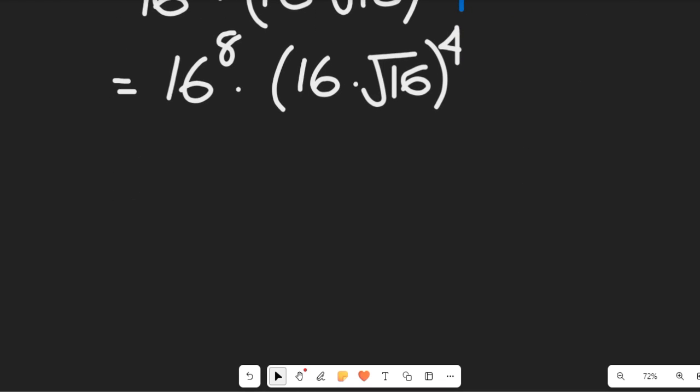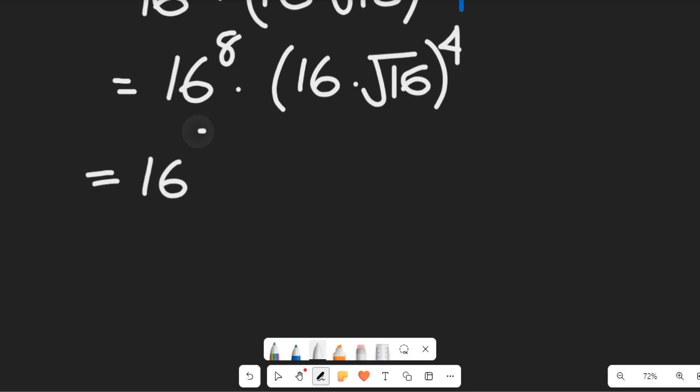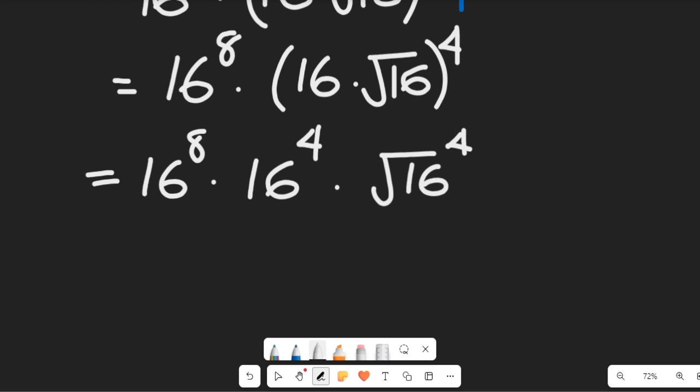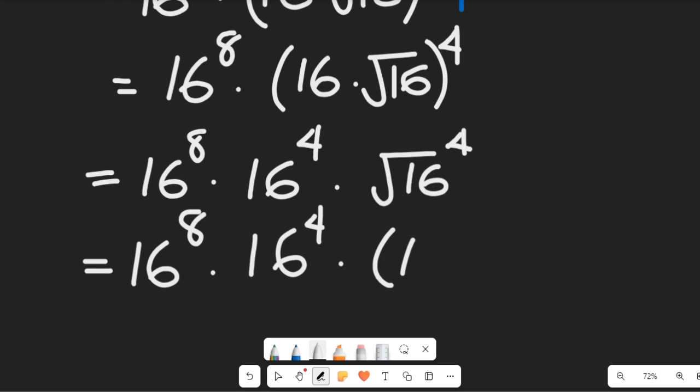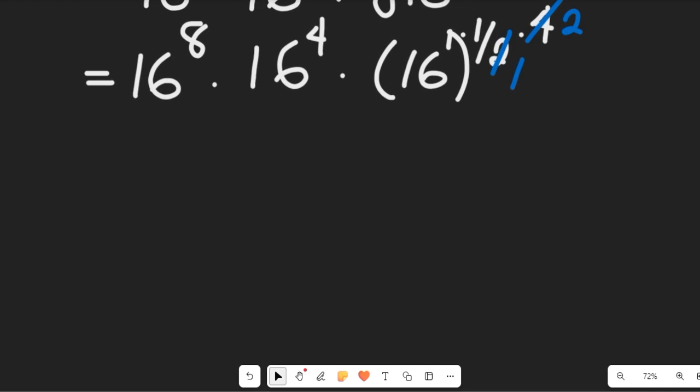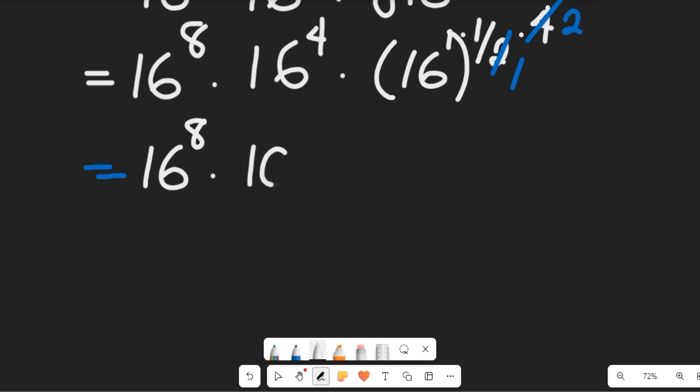Now, if we simplify this further, we're going to expand this to now be equal to 16 to the power of 8 multiplying 16 to the power of 4, and this will be multiplying the square root of 16 to the power of 4. If we simplify this, we're going to have that expression to be 16 to the power of 8 multiplying 16 to the power of 4 multiplying 16 to the power of 1 divided by 2 multiplying 4. While this 2 divided by 2 will give us 1, 2 here will give us 2. That expression will now give us the solution 16 to the power of 8 multiplying 16 to the power of 4 multiplying 16 to the power of 2.